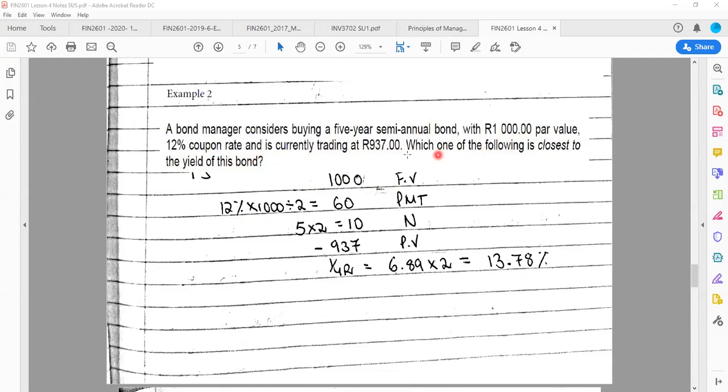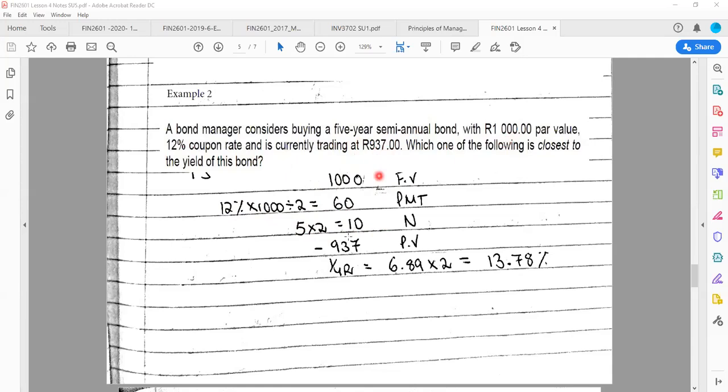It's a semi-annual bond again. So we say 0.12, 12% times 1,000 divided by 2, giving us a PMT of 60. We say 5 times 2, giving us 10, because it's 5 years, so we multiply the years by 2.